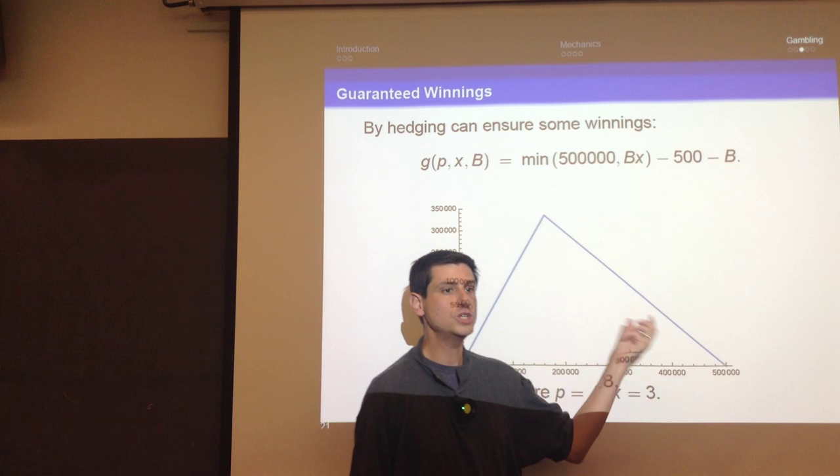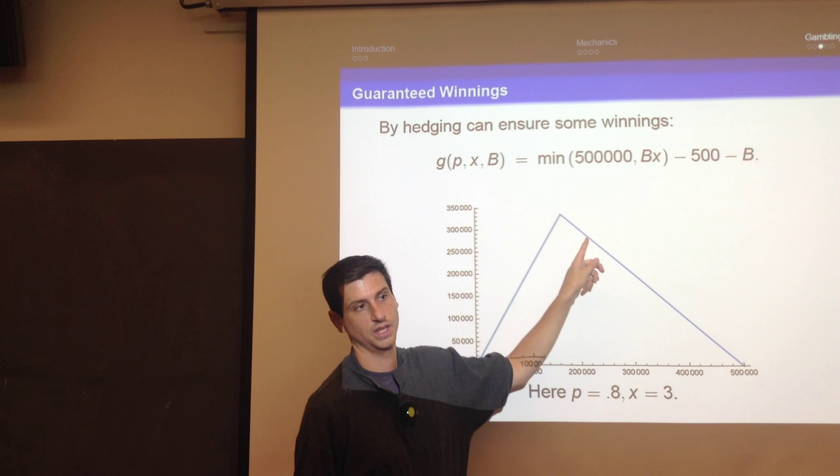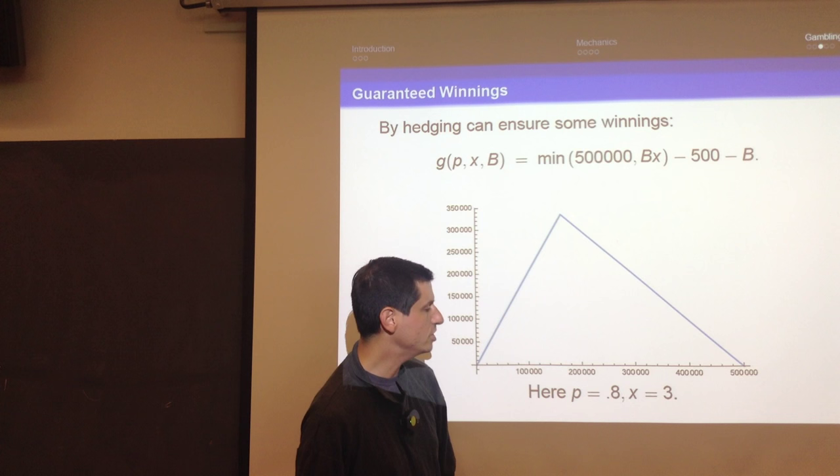And I get a plot like this. Not surprisingly, as I increase the money I'm betting on the Giants, my minimum winnings goes up. Then it reaches some point of diminishing returns and then starts to go down. Depending on these numbers, you can guarantee over $300,000 if he had just come to class.